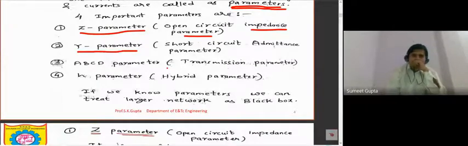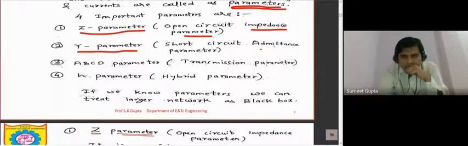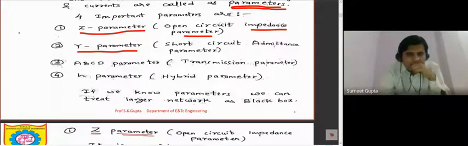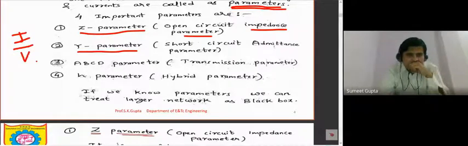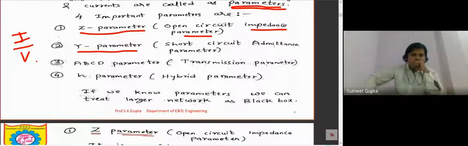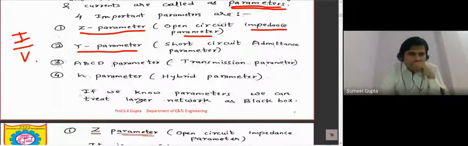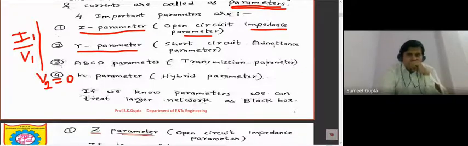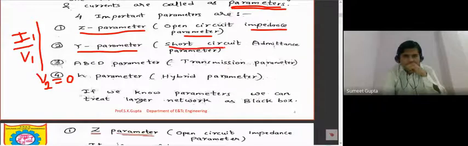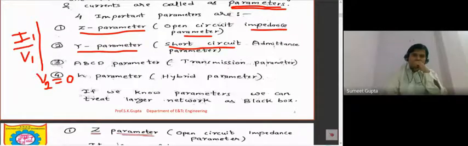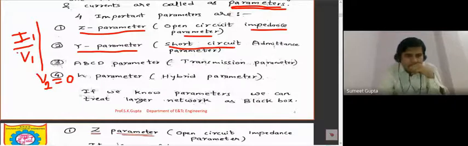Now next is the Y parameter. It is called the admittance parameter. Why is it called admittance? Because here we will be calculating current upon voltage. Whenever I am finding I1 by V1, I make the condition voltage V2 as 0. That's why it is called short circuited. We know that for a short circuit, voltage is 0. So this is one of the Y parameters.